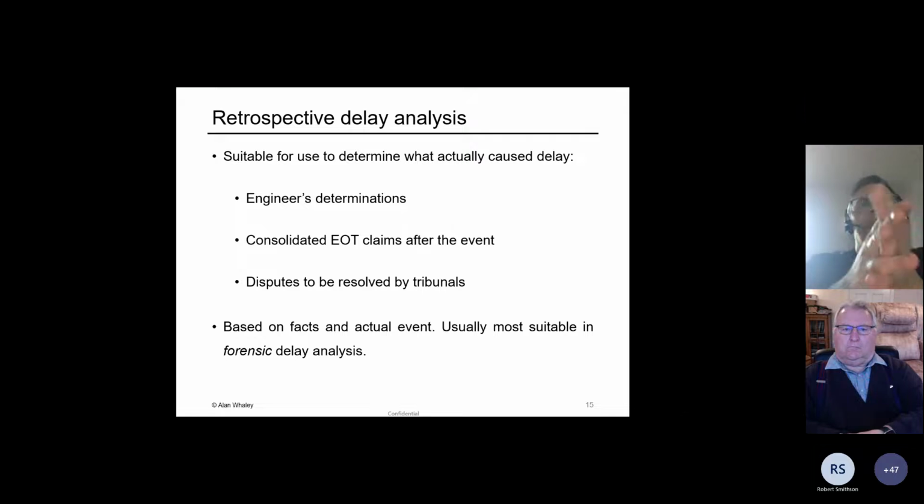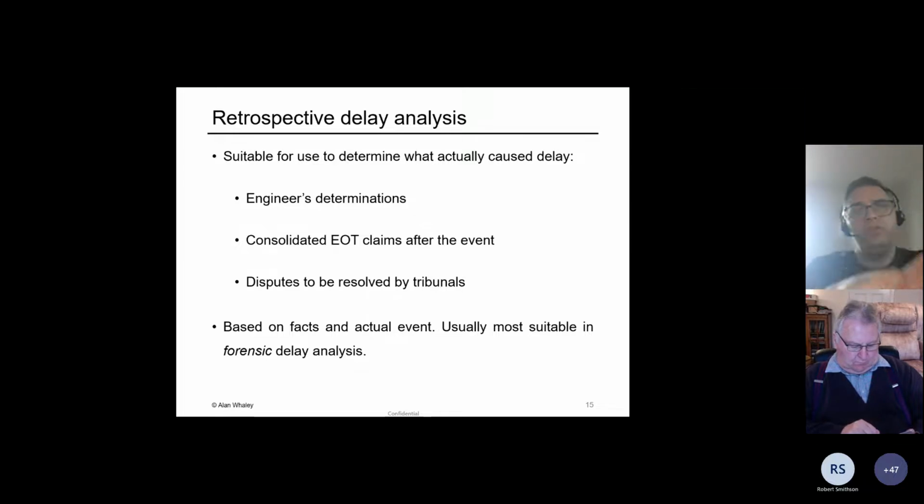So we're not going to do a retrospective delay analysis for a variation proposal, plainly, because the variation hasn't been carried out yet. But what we tend to use retrospective delay analyses for is finding out what actually caused delay. So you might have to do a determination if you're a contracts administrator, and very often by the time you do that, the events have passed. By the time you receive the contractor's claim, the events are many months before, so it makes no sense then to try and do a prospective delay analysis.